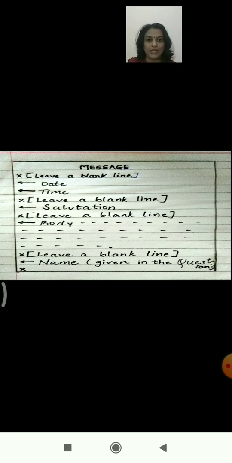Now, what name are you going to write? Do you remember what I have told you? Yes, what will you write? Your name, your own name, or the name which is mentioned in the question. I hope you remember that you have to write the name that is mentioned in the question. So you will write that name. Then again you will leave one line and then you will complete your box. So this is the format. This is the common format which we are again going to use in today's class also.